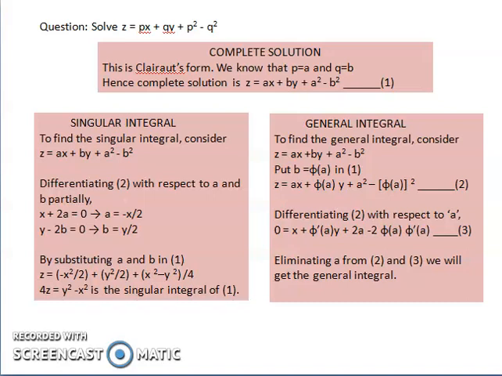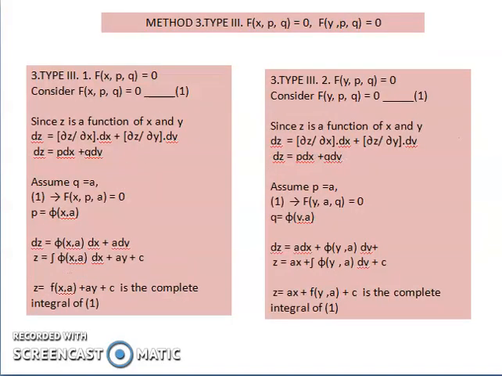To find the general integral, we should put b is equal to phi of a in z equal to ax plus by plus a squared minus b squared. So we get z equal to ax plus phi of a into y plus a squared minus phi of a the whole square. We must differentiate this equation with respect to a and eliminate a from 2 and 3. We will get the general integral.